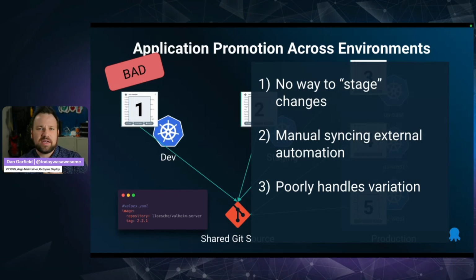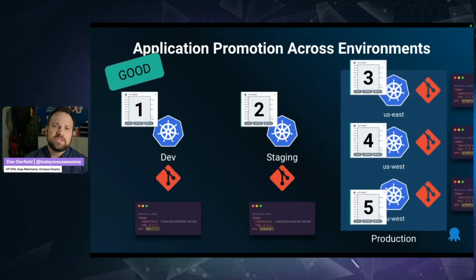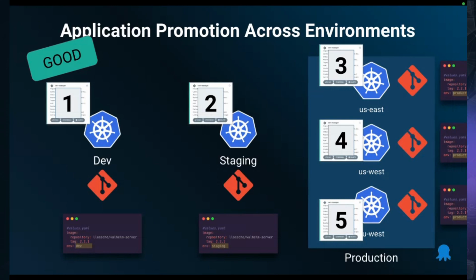So we'll talk about that in a second, and it should make sense. So this is a better pattern. This would be each environment, each application actually gets its own source of truth. Now, this could be a monorepo. It could be pointing to the same Git repo, but a different folder.